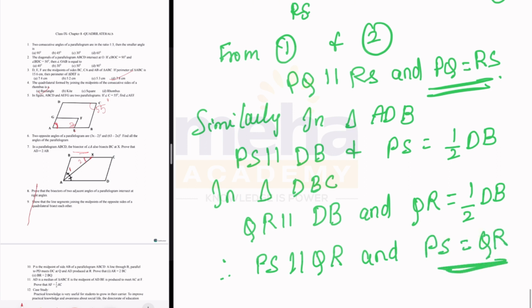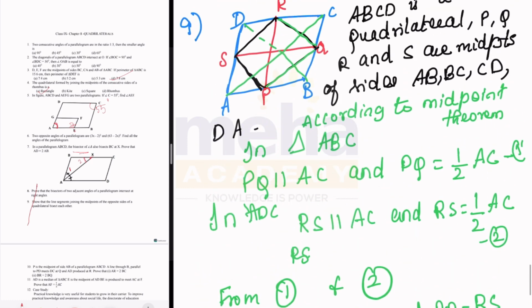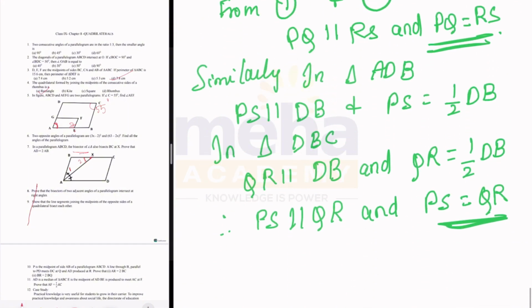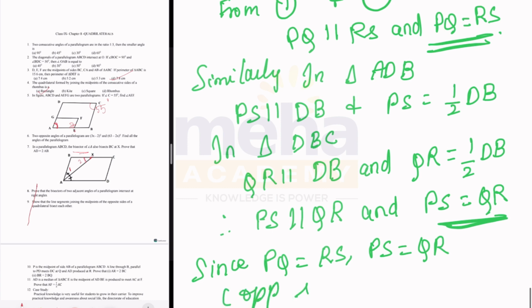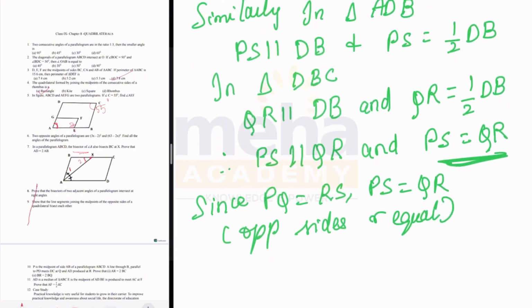So when you see this, PQ is equal to RS and PS is equal to QR, their opposite sides are equal. In a quadrilateral, if opposite sides are equal, we can say that PQRS is a parallelogram.